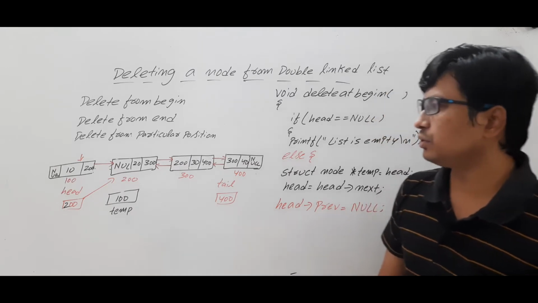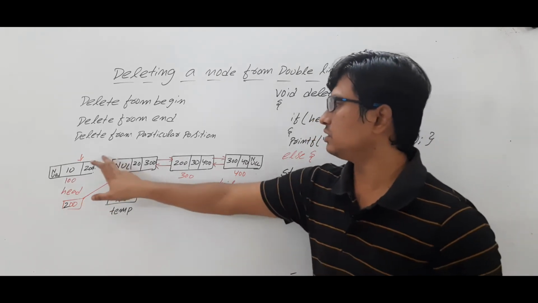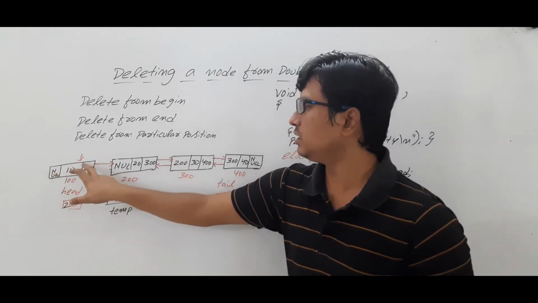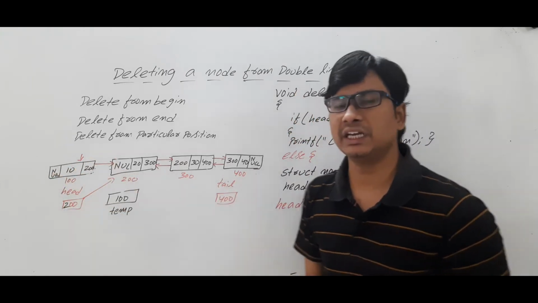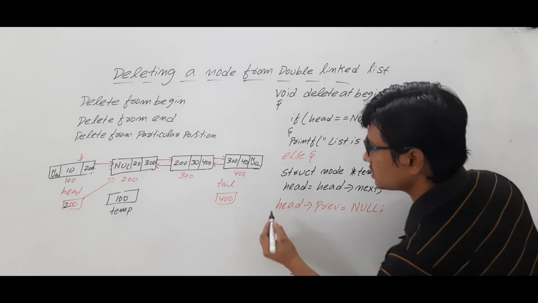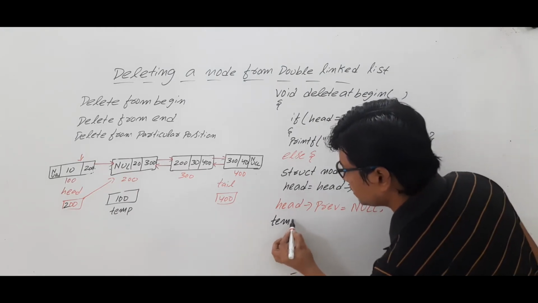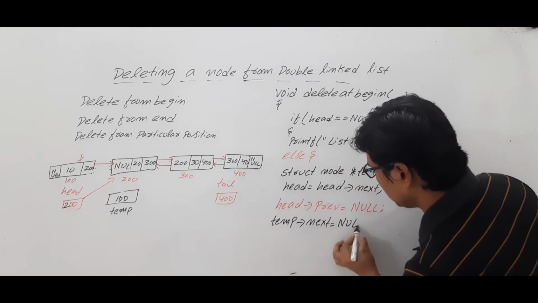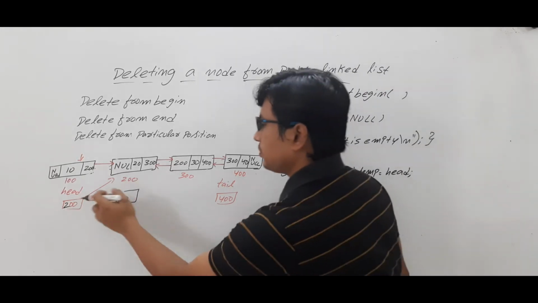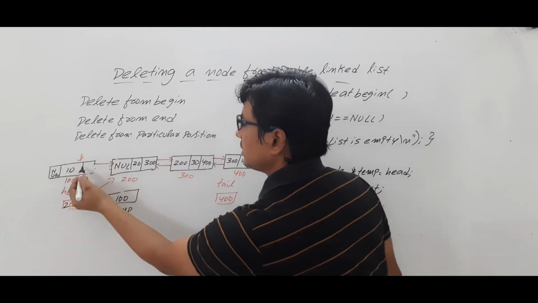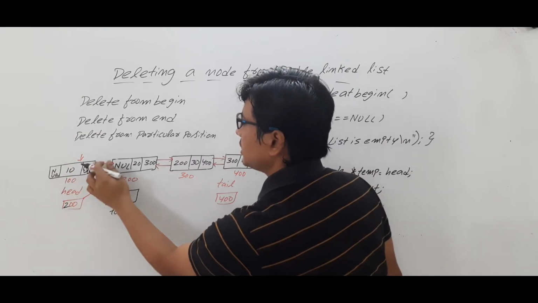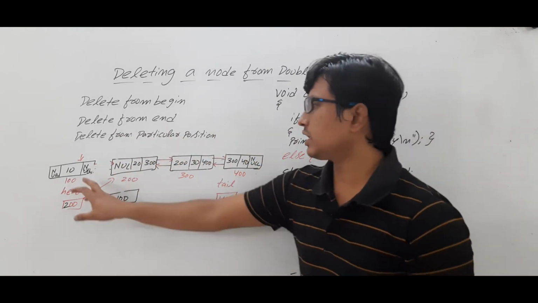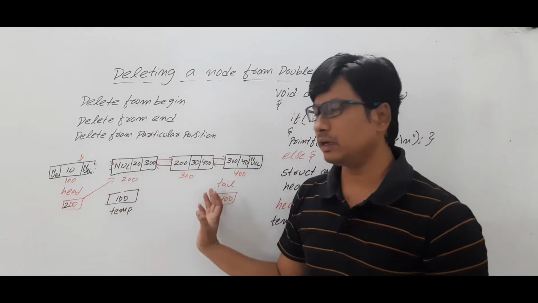Then what you have to do? Now head is pointing to this node. This node is now the first node. That's why it is null. Now what you have to do? Here you should remove the 200. You have to make it null. So what you will do is temp of next is equal to null. So temp, which is 100, 100 of next is null. So now this link has been broken. Is it clear? So now this node is not connecting to any other node in the double linked list.